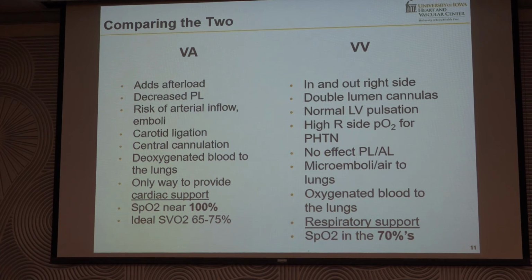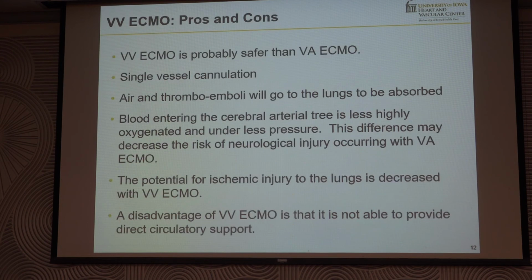Your right side of the heart is oxygenated, therefore you can treat things like pulmonary hypertension because you oxygenate the blood that goes through the pulmonary circuit. There's no effect on preload or afterload, and you don't have to worry about microemboli because if you put little air bubbles into the right side, it goes through the pulmonary vasculature, which de-airs it before it goes to the rest of the body. Your oxygenated blood is perfused to the lungs, and it's used primarily for respiratory support. You don't want to use this on a patient that is in cardiac failure. And we can maintain our oxygen saturation, surprisingly, in the 70s or 80s. And we'll discuss why that is in a little bit.